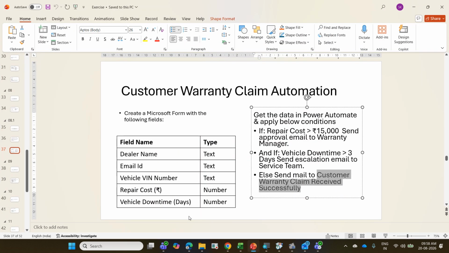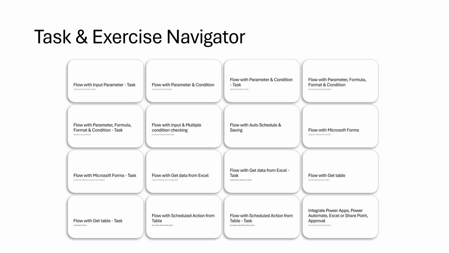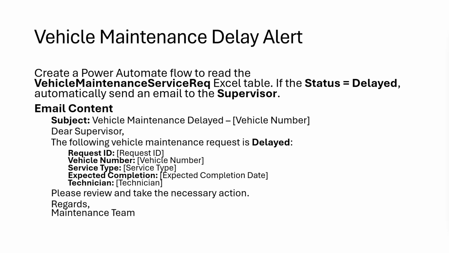Okay, I think this part we did it, the flow with Microsoft Forms and task. Next one, we are going to create a flow to get data from an Excel. So we are going to get data from Excel using Power Automate, reading the vehicle maintenance service request from an Excel table.